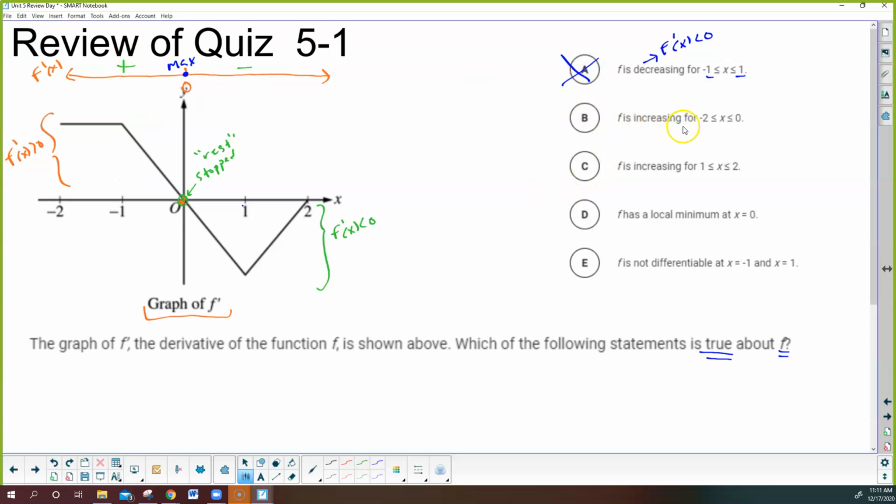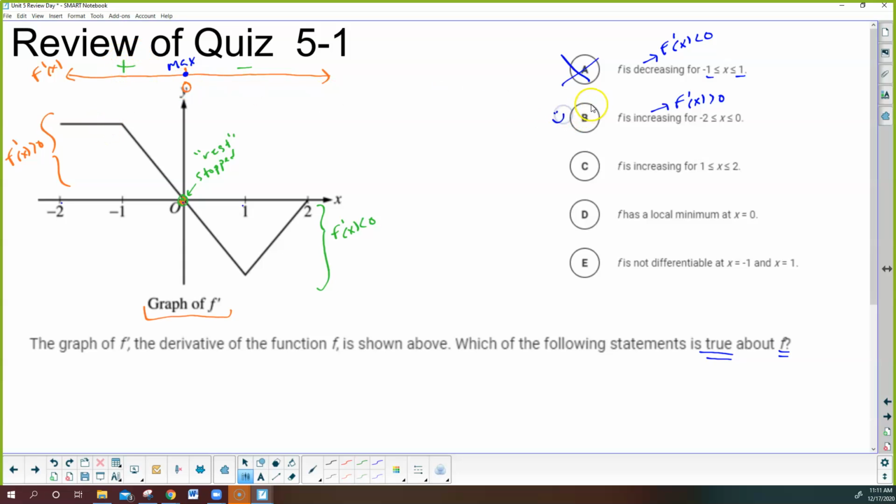It says f is increasing from -2 to 0. If f is increasing, that means the slopes of f have to be greater than 0. So let's look at this. From -2 to 0, my entire derivative is above the x-axis, which means it has positive slopes.